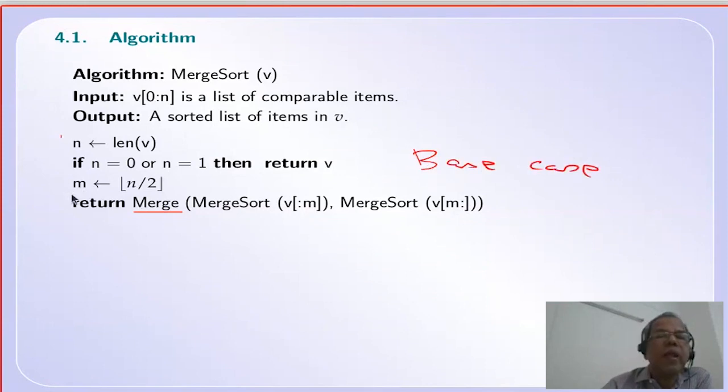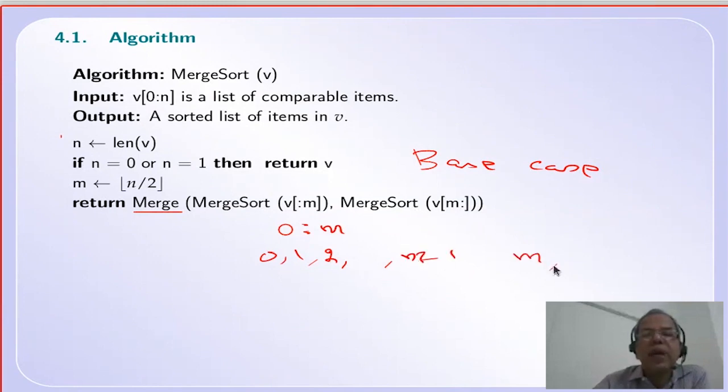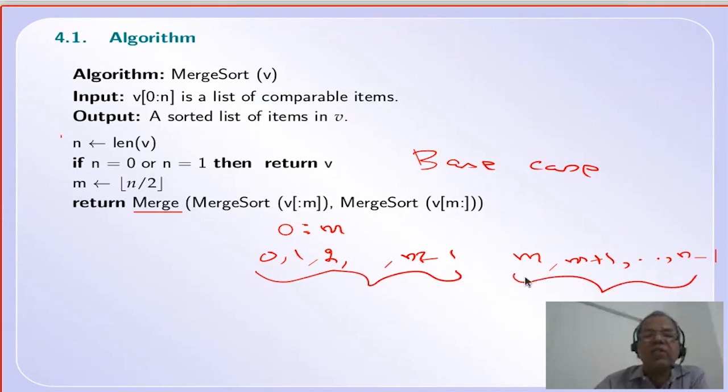Otherwise, roughly take 1/2 of the length of the list. m becomes n by 2. Then what we have to do is take the first m items, 0, 1, 2, up to m minus 1, and the remaining items, m plus 1 and so on up to n minus 1. Roughly half. This is 1/2. This is another half. This size is m, and this size is m or m plus 1, whatever.